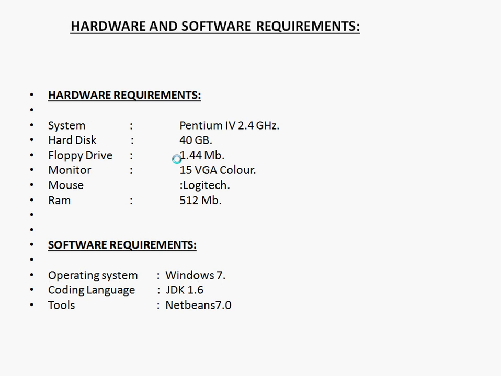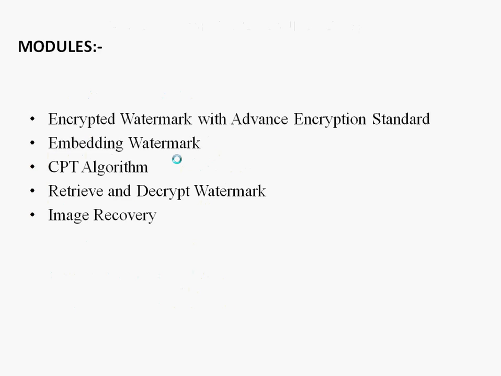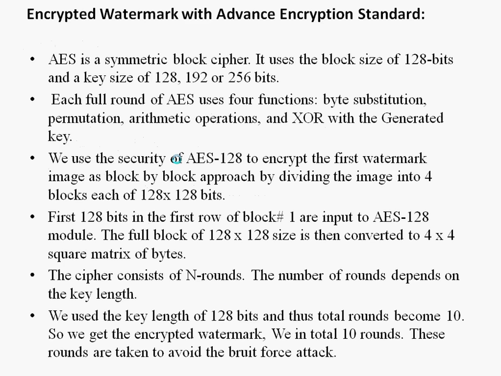And my hardware and software requirements are: first I tell the hardware requirements. System is Pentium 4 2.4 GHz, hard disk is 40 GB and floppy drive 1.44 MB. Monitor is 15 VGA color, mouse Logitech, RAM 512 MB. Software requirements are: operating system Windows 7, coding language JDK 1.6 and tools NetBeans 7.0. And modules are encrypted watermark with Advance Encryption Standard, embedding watermark, CPT algorithm, retrieve and decrypt watermark, image recovery.